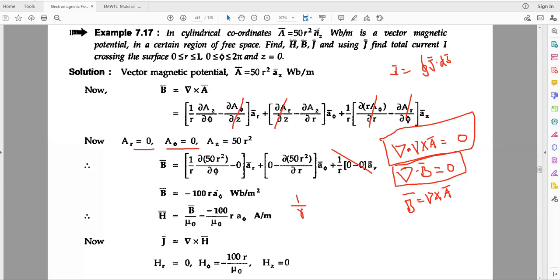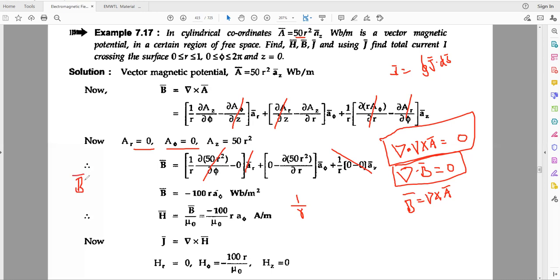What is the AZ coefficient here? It is 50 R square. With respect to φ this value is also 0, and with respect to φ this term is also 0 minus. There is no AR bar coefficient either, and only one term remains, because AZ with respect to φ is R only. Here it is ∂/∂R of AZ, which means the AZ coefficient 50 R square with respect to R, 50 into.